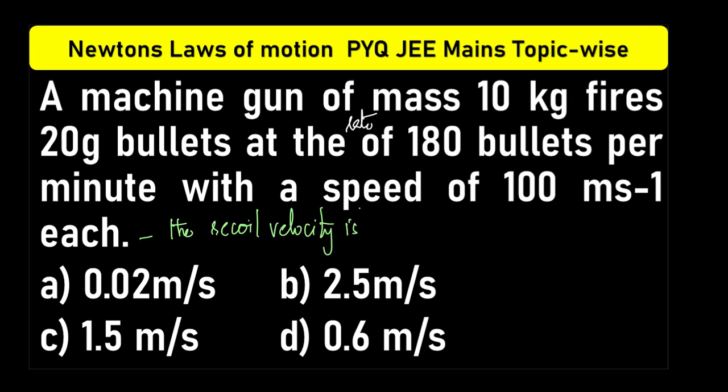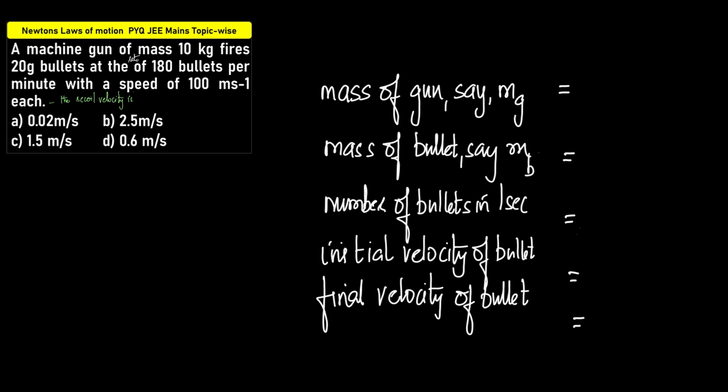So first let us write down what all things are given to us. A machine gun of mass 10 kilogram fires 20 gram bullets. So we'll say mass of gun is 10 kilogram. Mass of bullet is 20 grams. So we'll convert it right here: 20 into 10 to the power minus 3 kilogram.